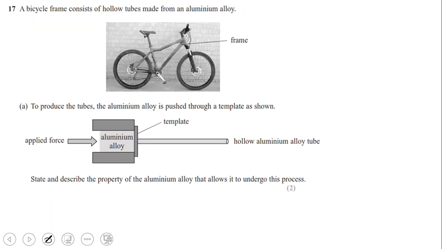Question number 17 of the same series. A bicycle frame consists of a hollow tube made from an aluminium alloy. This is a bicycle frame. To produce the tube, the aluminium alloy is pushed through a template as shown. So aluminium alloy is pushed, force is applied, and it is passing through that template, and we have a hollow aluminium tube coming out. State and describe the property of aluminium alloy that allows it to undergo this process.